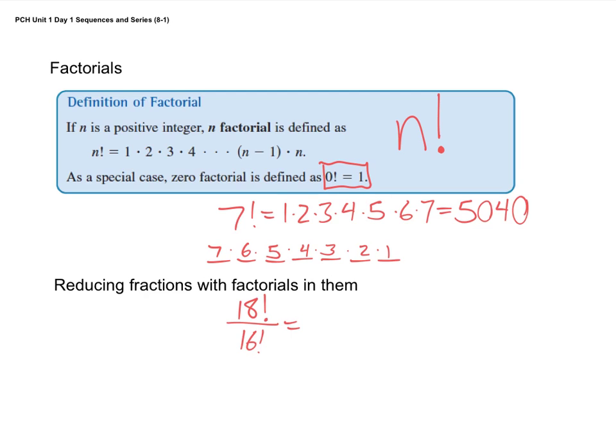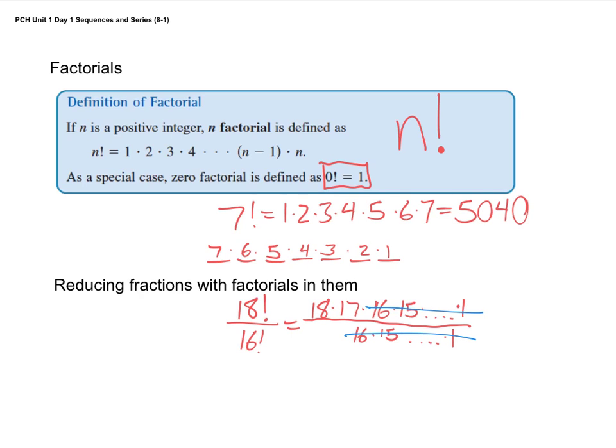We know that 18 factorial is 18 times 17 times 16 times 15 times 14 all the way down until we get to 1, right? And we know that 16 factorial is 16 times 15 times 14 all the way down to 1. Well, look. Is it just 18 times 17? That's right, okay? This and this are identical.